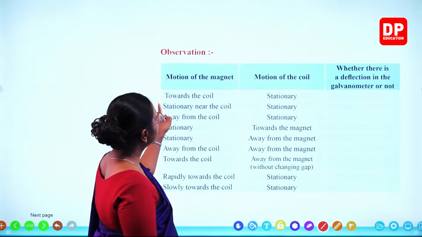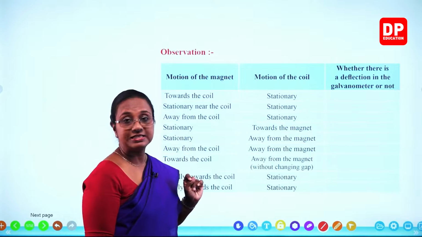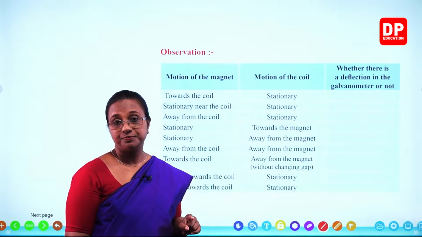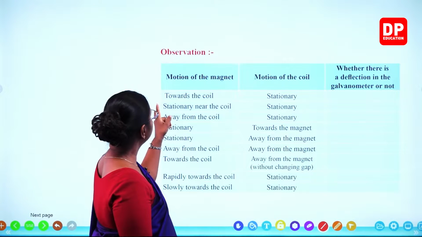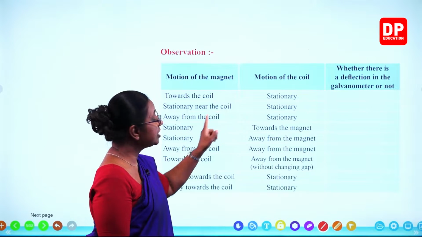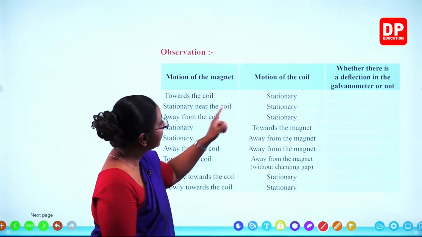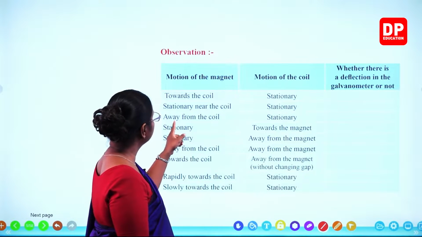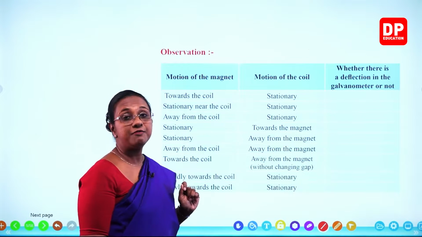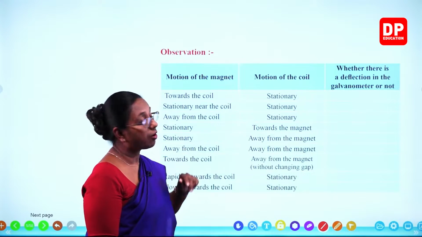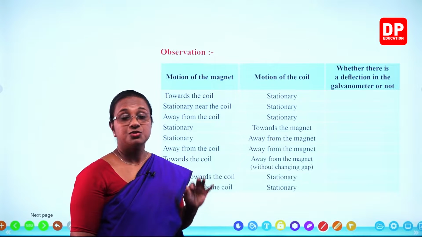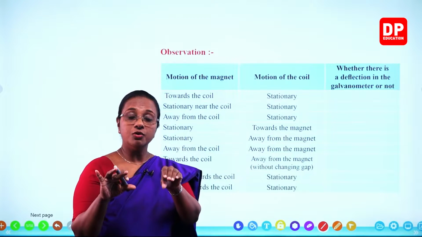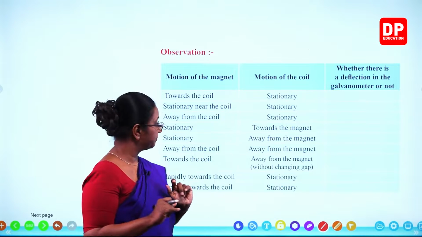Here, we have the coil stationary. You move the magnet towards the coil. In the next step, you hold the magnet stationary near the coil while the coil is also stationary. Then in the third step, you move the magnet away from the coil while the coil is stationary. So initially the coil is stationary, bring the magnet closer, hold it there, and take it away.